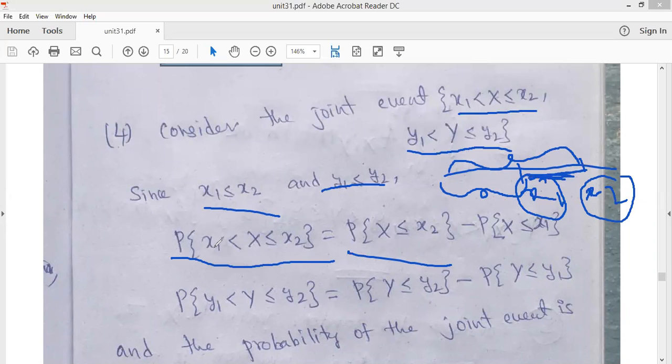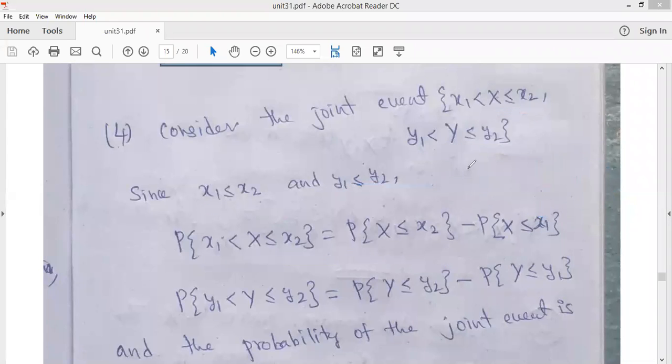Okay, so the probability of x1 less than x less than or equal to x2 is the probability of x less than or equal to x2 minus the probability of x less than or equal to x1, so that we get the probability between x1 and x2. Similarly here, y1 is considered like this, less than y2. Y1 is less than y2.